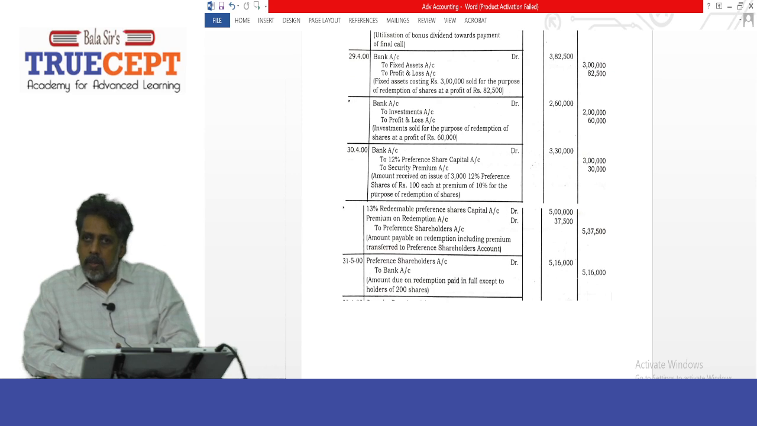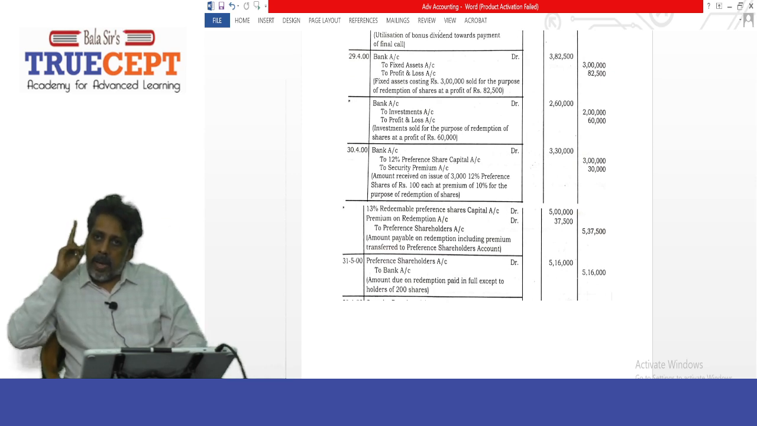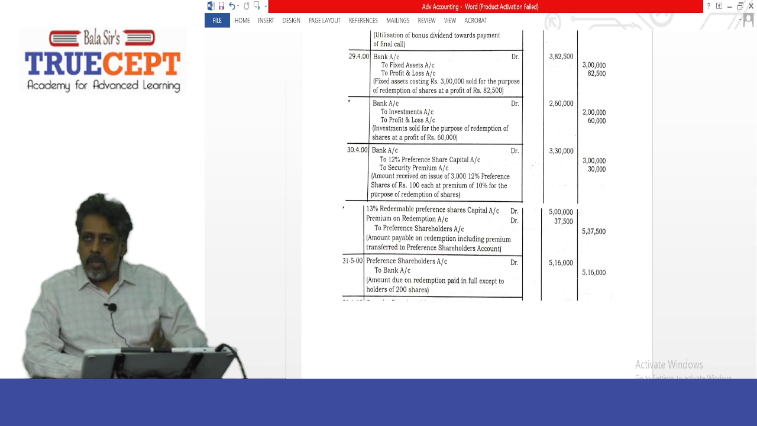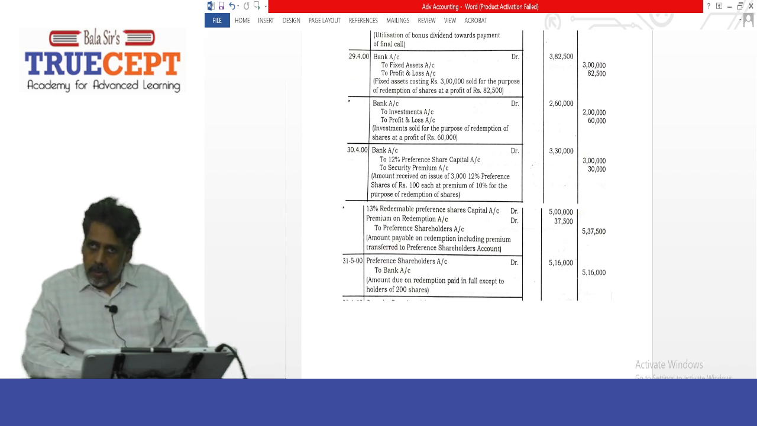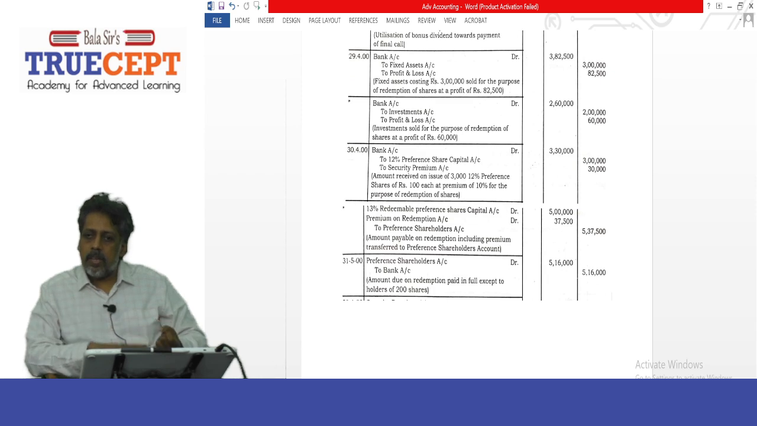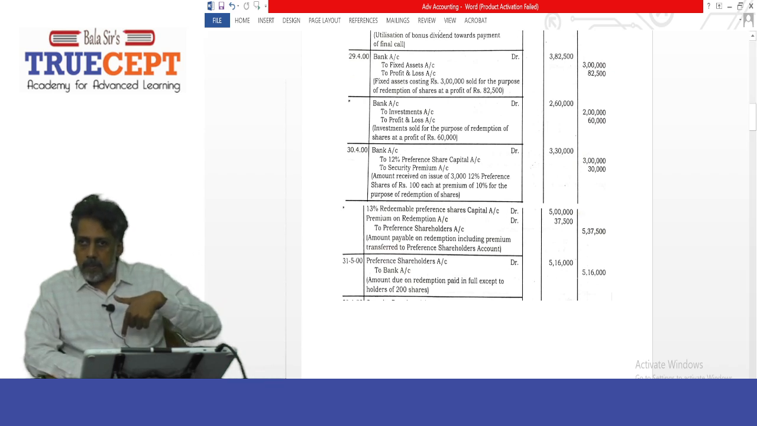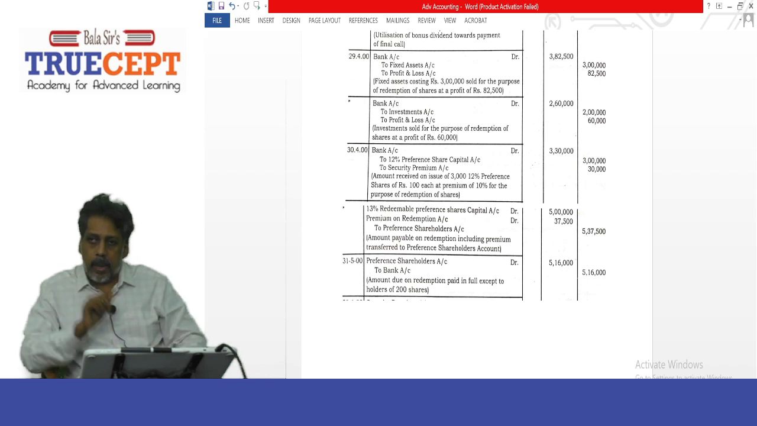Next entry. Preference shareholders to bank. To bank, what you should do, you should minus the amount payable on 200 shares. We are supposed to pay 5,37,500. From that minus 21,500, exactly, 200 shares into 107.5 cannot be paid. Understood? So what is the net amount? 5 lakh 16,000. Very good. Preference shareholders account debit to bank 5,16,000, right? And then do mention the dates out there. What is the date? 31st May, it's a payment. Okay, no problem.